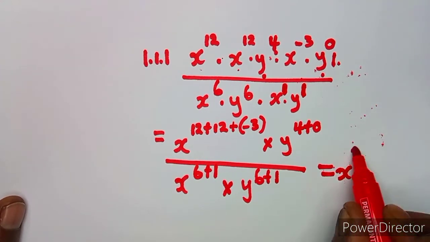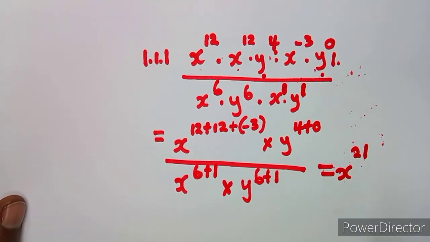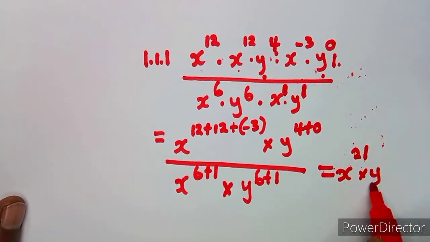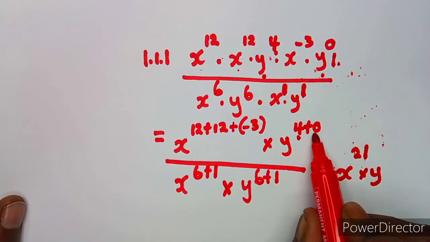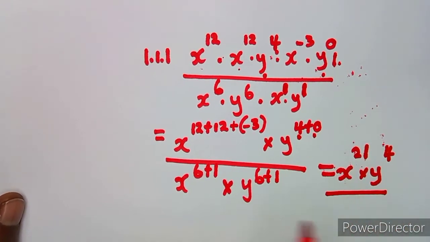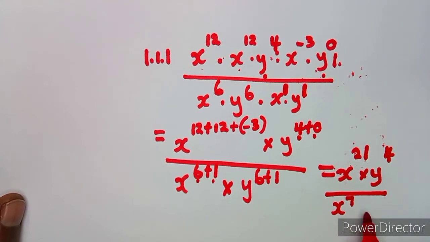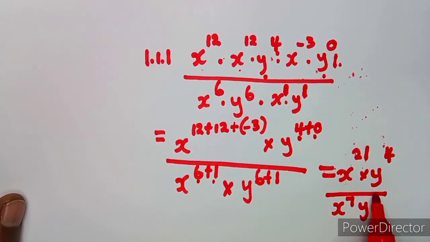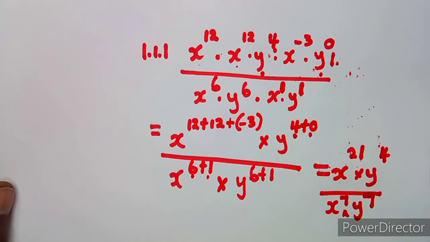So it's x to the exponent of 21, times y to the exponent of 4 plus 0, which is 4, everything over 6 plus 1, that is 7. So you've got x to the exponent of 7, y to the exponent of 7. So you can just put this, but it does not have any effect now.